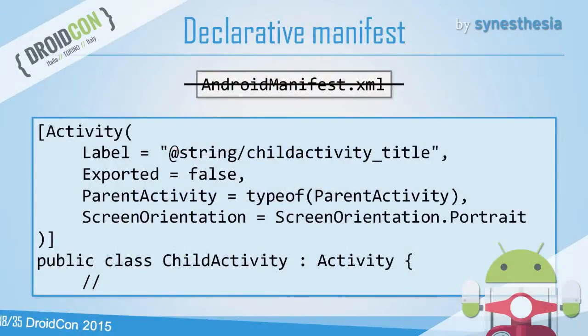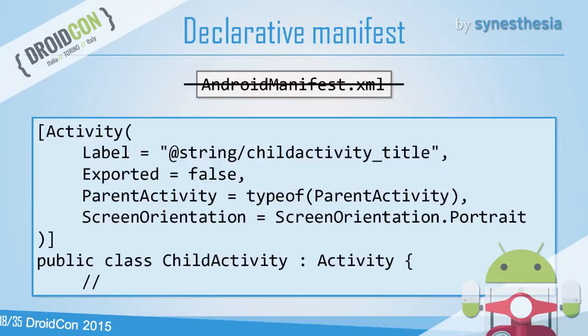You just have attributes, which are like Java annotations, like Override and so on. This is the same thing, it's like @Activity. So the preprocessor of Xamarin just takes a look at your activities, reads the label, exported, parent activity, or whatever, and builds the manifest for you, and you're done. Same thing goes for services and broadcast receivers and whatever.